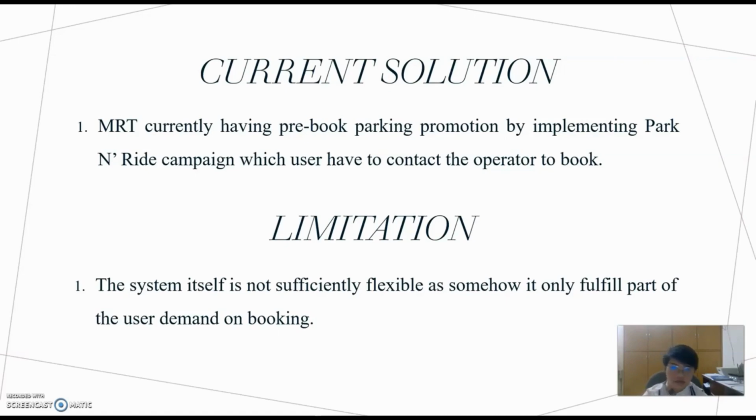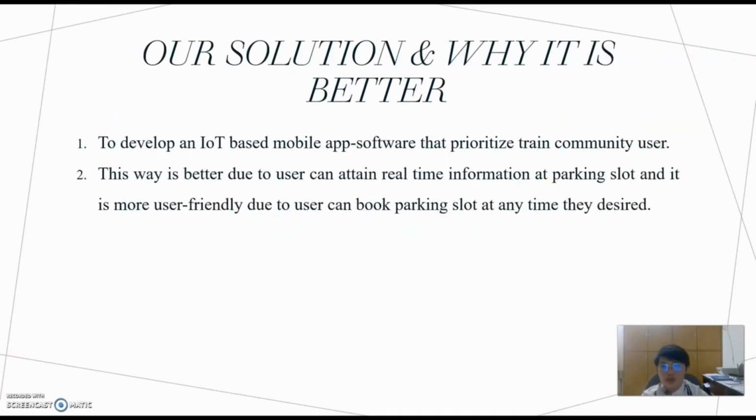The limitation of this system is that it is not sufficiently flexible, as it only fulfills part of the user demand on booking. So, our solution and why is it better? To develop an IoT based mobile app software that prioritizes train community users is our solution. And it is better because the user can attain real time information on parking slots, and it is more user friendly, as users can book a parking slot at any time they desire.